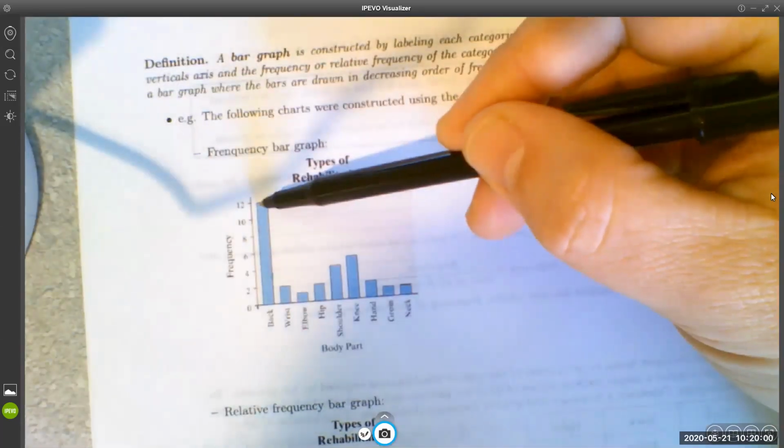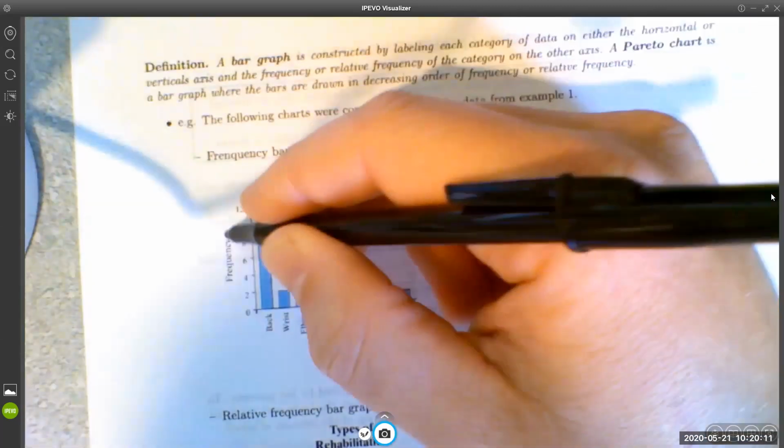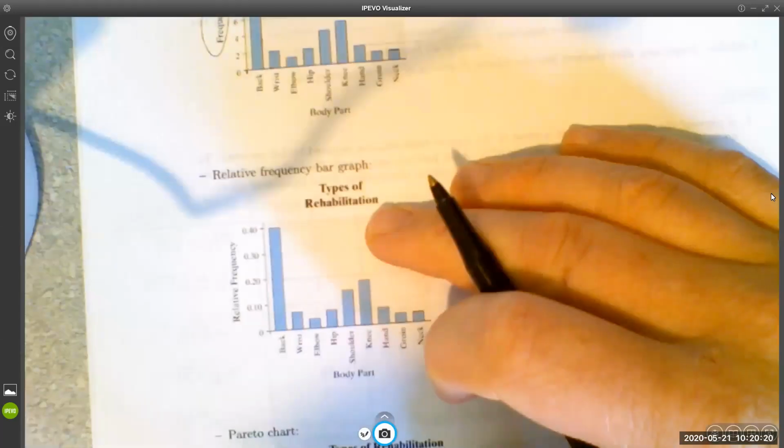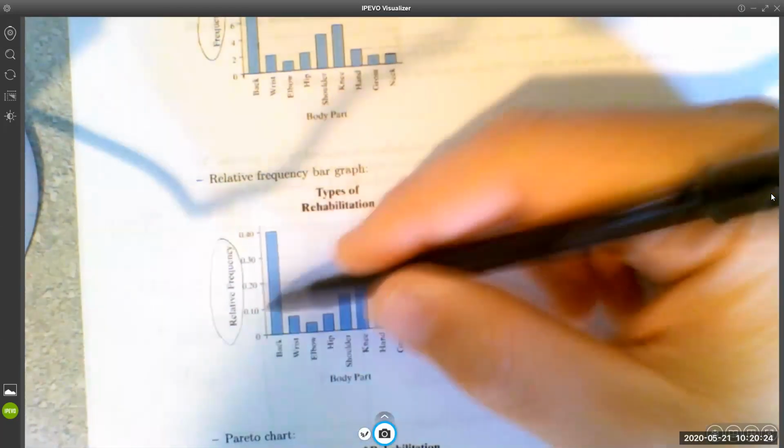So there were 12 back injuries, right? 2 wrist injuries, 1 elbow injury, and so forth. Okay. This is a frequency bar graph, because it's the frequency here on the y-axis. If you want to display the percentages on the y-axis, then you can do that, right? You can display the relative frequencies on the y-axis, and then this would be called a relative frequency bar graph. Now you'll notice that the shape is still the same though, okay?